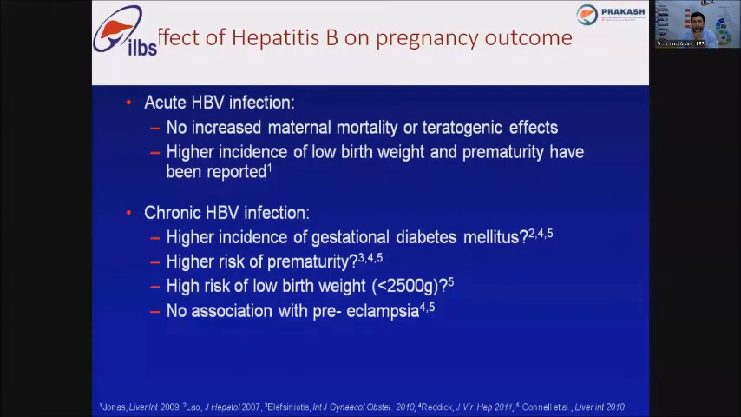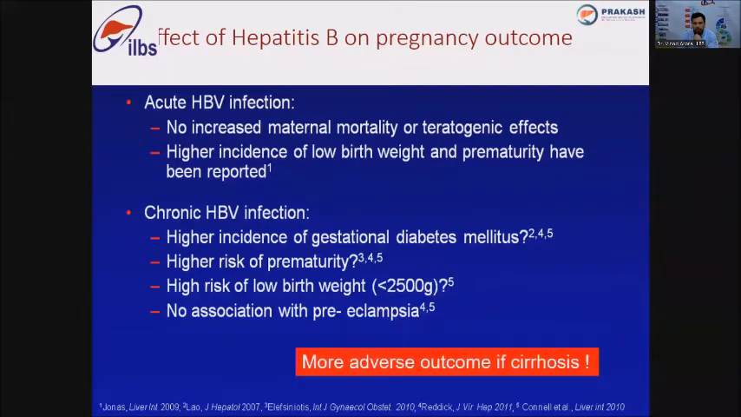So coming on to the effect of hepatitis B on pregnancy outcome, acute hepatitis B is usually not associated with increased maternal mortality or teratogenic effect. A higher incidence of low birth weight and prematurity has been reported. Chronic hepatitis B infection is usually associated with a higher risk of gestational diabetes mellitus, prematurity, and low birth weight; however, it is not associated with preeclampsia. The outcome can be worse if the patient has underlying cirrhosis.